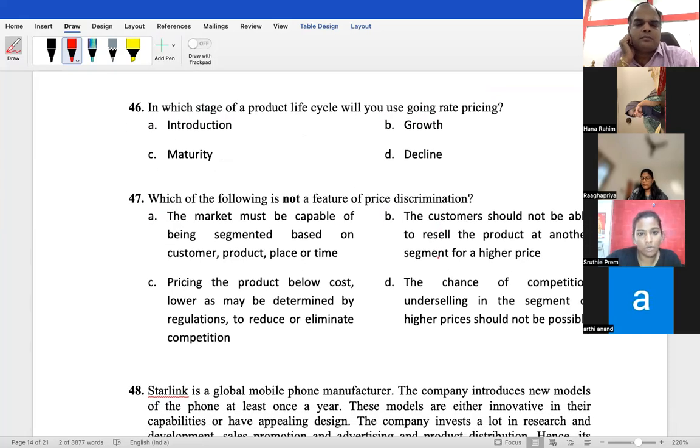In which stage of product life cycle will you use going rate pricing? Option A, introduction; B, growth; C, maturity; D, decline. Maturity. In the maturity stage, many competitors will be there. Therefore, for the purpose of sustainability or survival, we can fix going rate. In the introduction stage, if competition is high, we are going to charge the least price, therefore penetration pricing. For a new product, we may go for skimming pricing policy. Am I right?